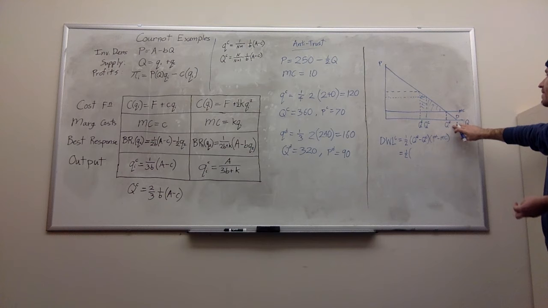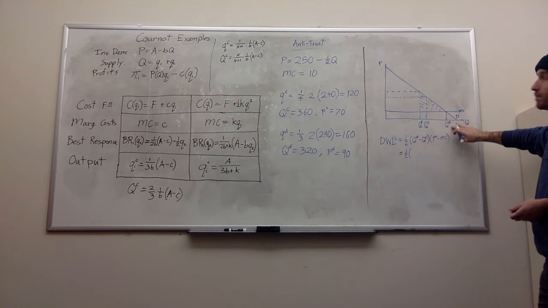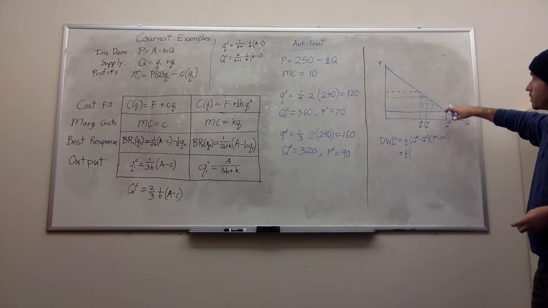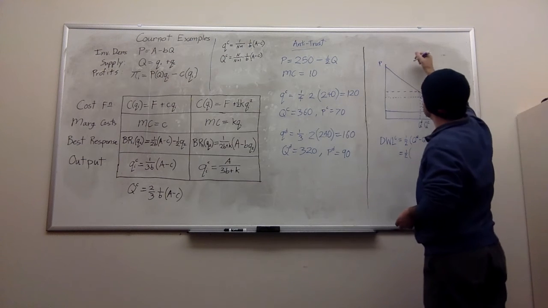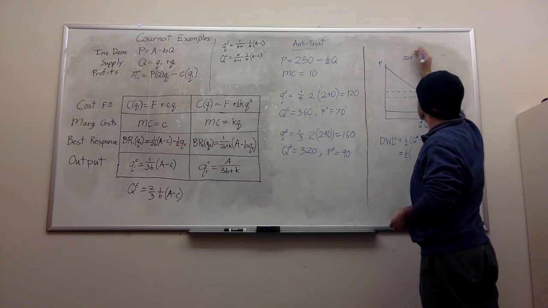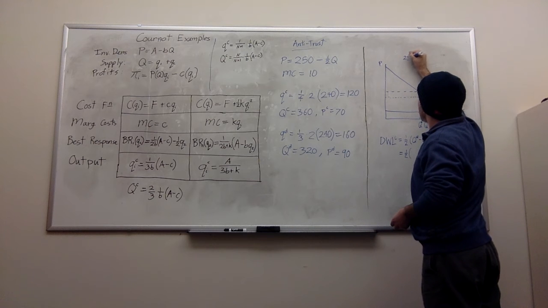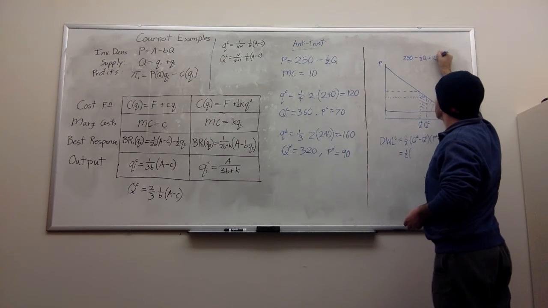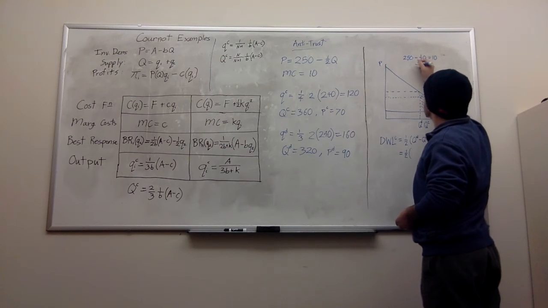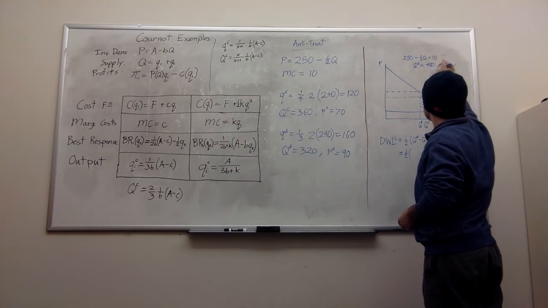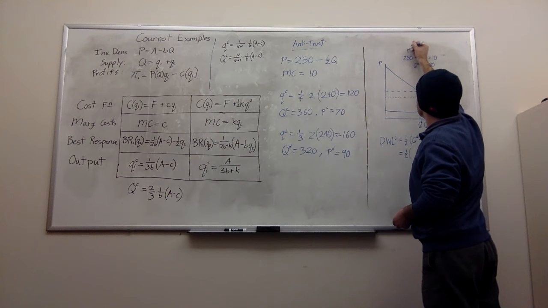one thing we didn't do yet is solve for this QE, right? QE is the intersection of marginal cost with the demand curve. So this inverse demand set equal to marginal cost is 250 minus 1/2 Q equal to 10, or 1/2 Q equal to 240, or QE equal to 480. That is our efficient outcome.